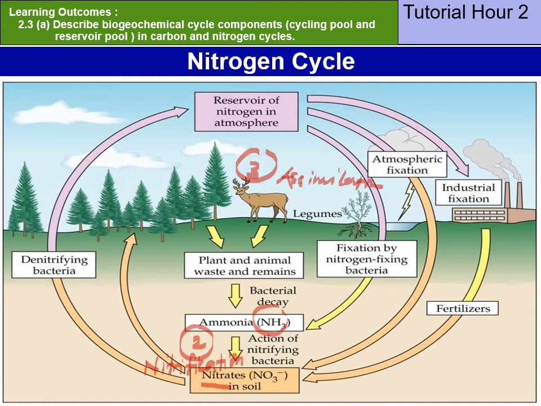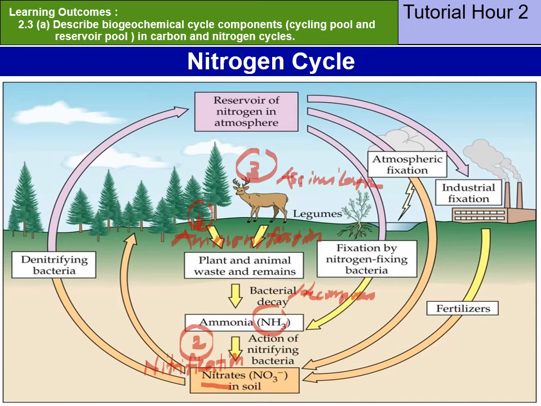we call ammonification. Ammonification involves the process in which organic nitrogen compounds from animal waste, plant and animal waste and remains, are converted into ammonia NH3 by ammonifying bacteria or decomposers, through bacterial decay. So here we can stress decomposers.